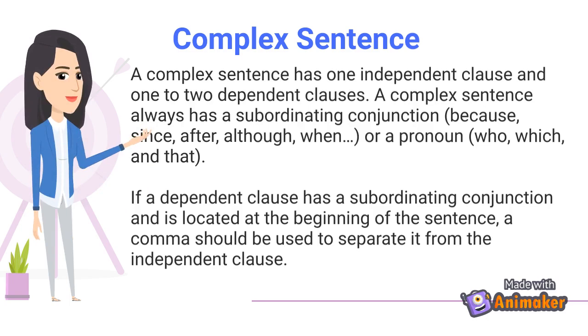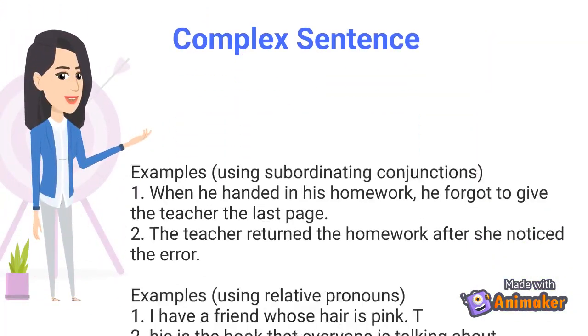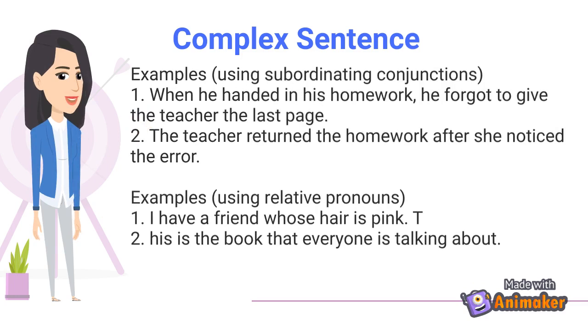The first examples are complex sentences using subordinating conjunctions. When he handed in his homework, he forgot to give the teacher the last page. We have a dependent clause, "when he handed in his homework", and then we should use a comma, since a dependent clause with a subordinating conjunction is located at the beginning of a sentence. And then we have an independent clause: he forgot to give the teacher the last page.